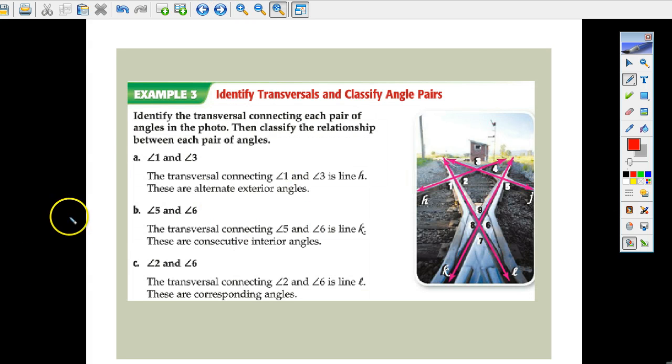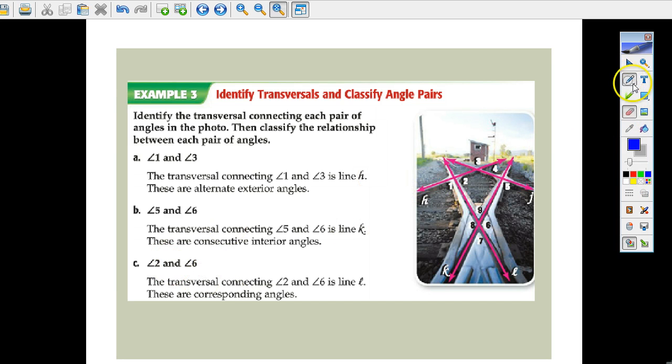Okay, welcome back. Identify the transversal and classify angle pairs. Identify the transversal connecting each pair of angles in the photo. Then classify the relationship between each pair of angles. Okay, angle 1 and 3. The transversal connecting angle 1 and angle 3 is line H. That's the transversal. These are alternate exterior.